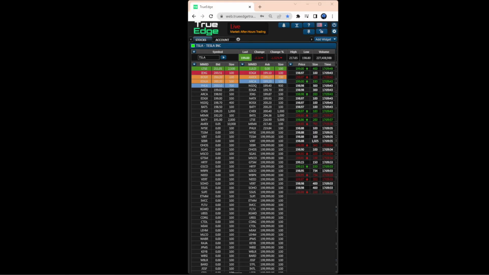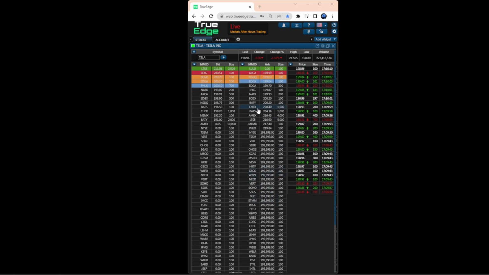Hey everybody, I wanted to make a video about the level two, the total view, the order book, which is what we're seeing here on the screen. I'm currently looking at the stock Tesla. It's currently after market on February the 16th of 2023. Now, let's just go over quickly what this is.